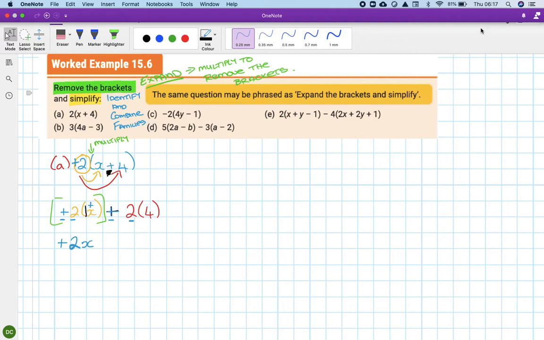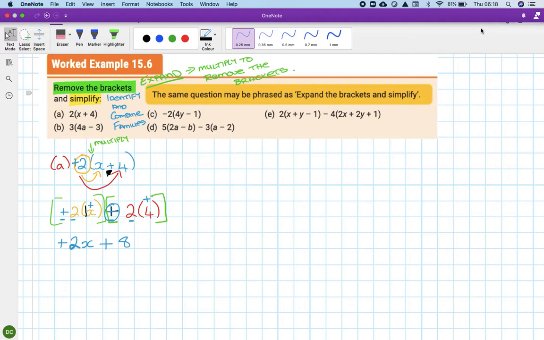So now we move on and we do this multiplication. Okay, so sign, number, letter. So the 2 is a plus. The 4 is also a plus, which means the signs are the same. So plus. The numbers are 2 by 4, which is 8. And there are no letters. So we're done.